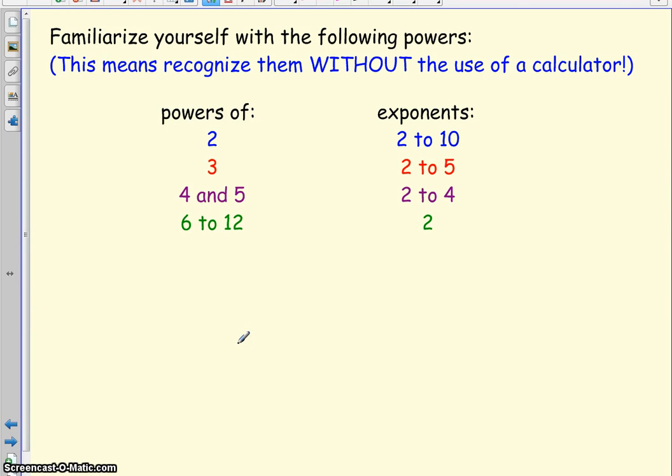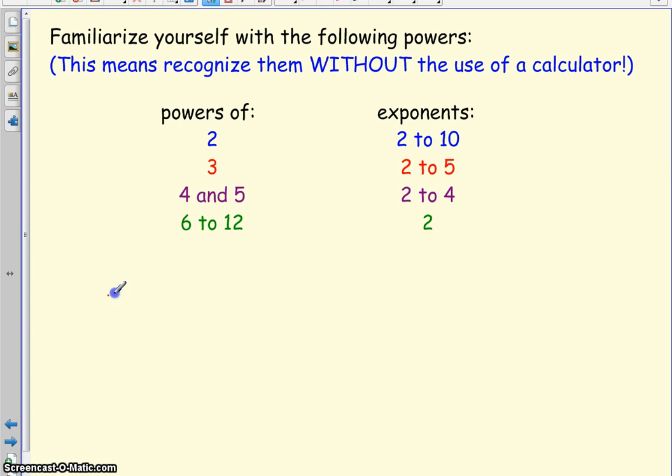Okay, so the last thing before we get into solving problems with exponents, it would be very, very helpful for you guys to familiarize yourself with some of the more common powers that we're going to see. That means without using a calculator, you should be able to recognize certain things as being powers of 2. And which powers of 2? The ones with the exponents 2 to 10.